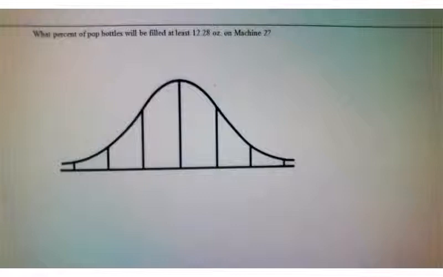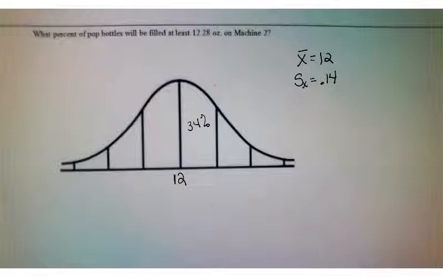However, I cannot use the exact same normal curve for machine 2 as I did in machine 1. Think about why. Remember the mean of machine 2 was 12? So the mean goes right in the middle. Here it is at 12. And I know that 34% of the data is going to fall within one standard deviation above the mean. But for machine 2, remember what the standard deviation was. It was not the same as machine 1.